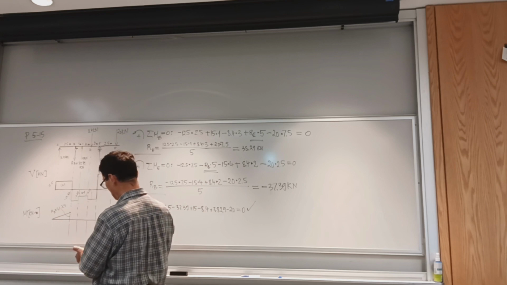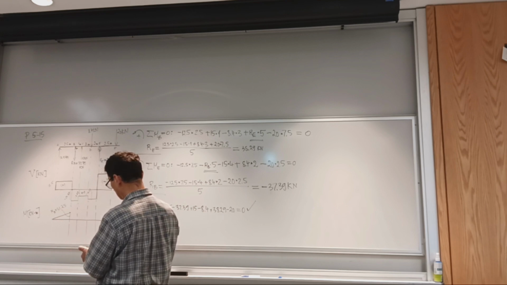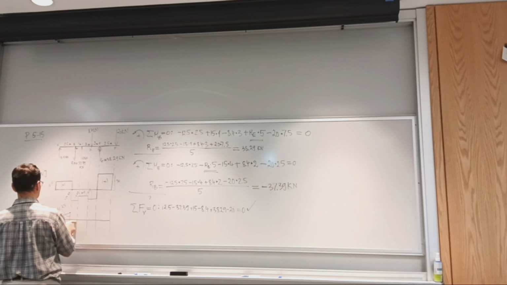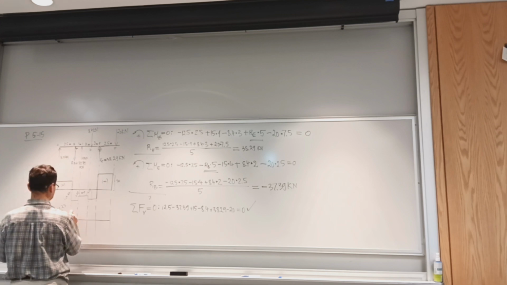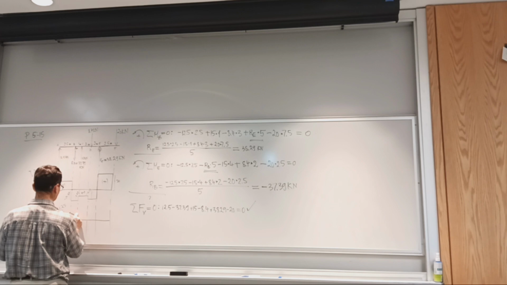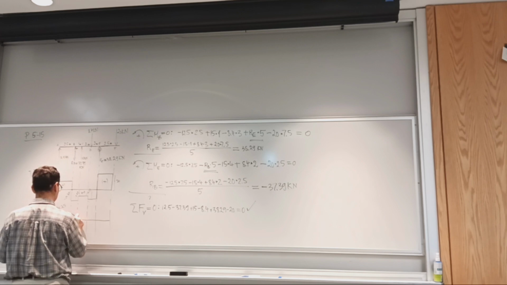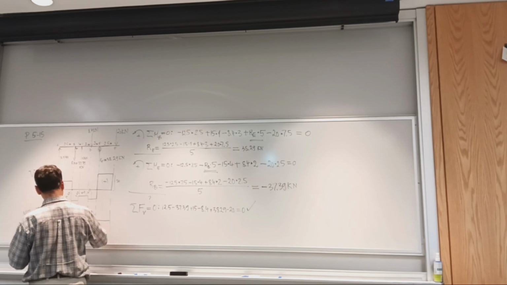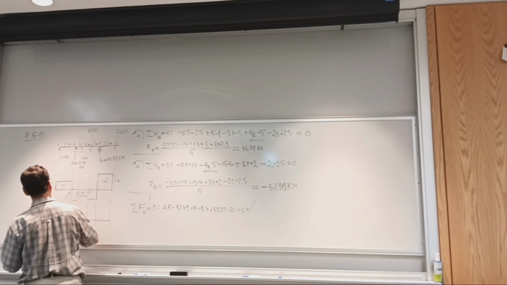So negative 24.89. Actually, it's still positive. It doesn't go below the x. So it stays like 6.36. All right, so this one here is 6.36 positive. That's the moment at left of point C.